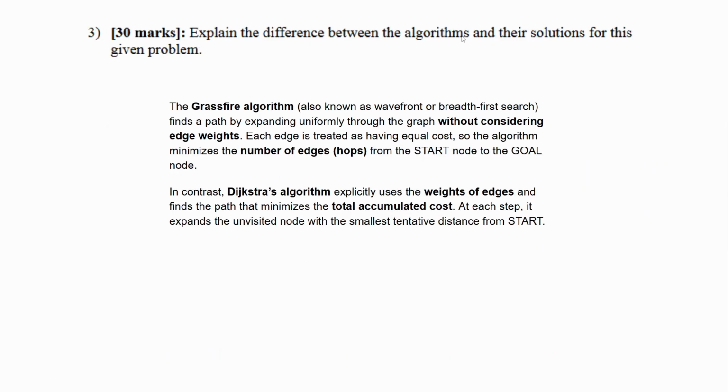So explain the difference between the algorithms and their solutions for this given problem. Basically the grassfire algorithm just finds its path by expanding uniformly through the graph without considering the weights. Each edge is treated as having equal cost. The algorithm minimizes the number of edges from the start node to the goal node. And then in contrast, Dijkstra's algorithm explicitly used the weights of the edges to find the path that minimizes the total cost.